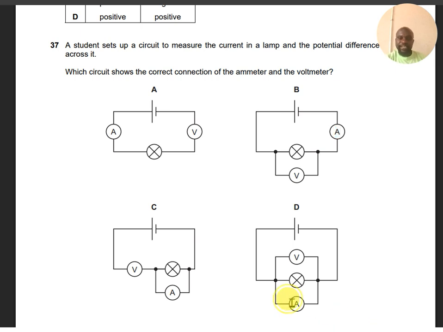And in this case, as you can see, the ammeter is connected in parallel like this one, which is wrong, because only B shows the correct way of connecting the ammeter and the voltmeter. Moving on to number 38.